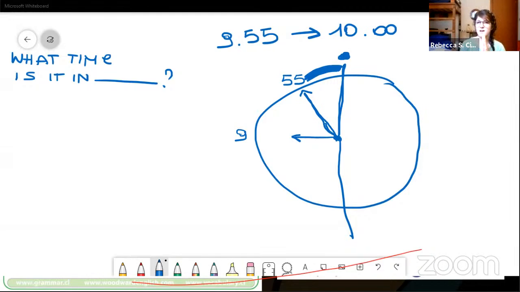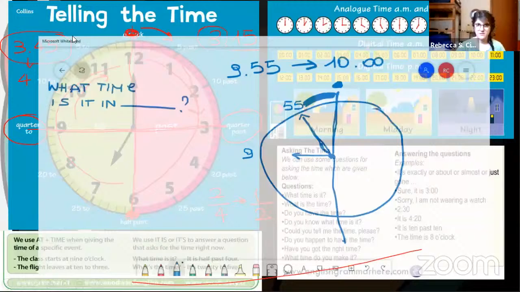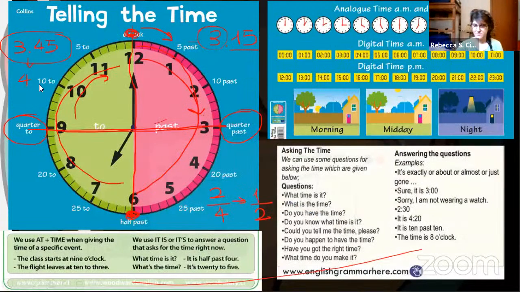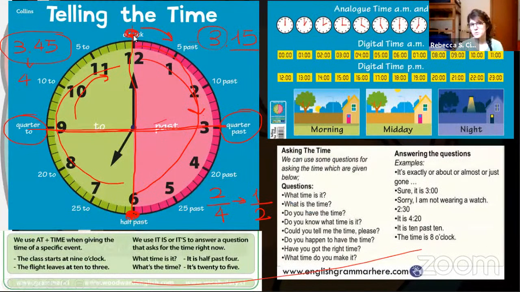Basically, you can also say 9:55, but especially when it's so close to a more round number, you would say it's 5 to 10. So here we have 5 past, 10 past, quarter to, etc. So 5 to 10.